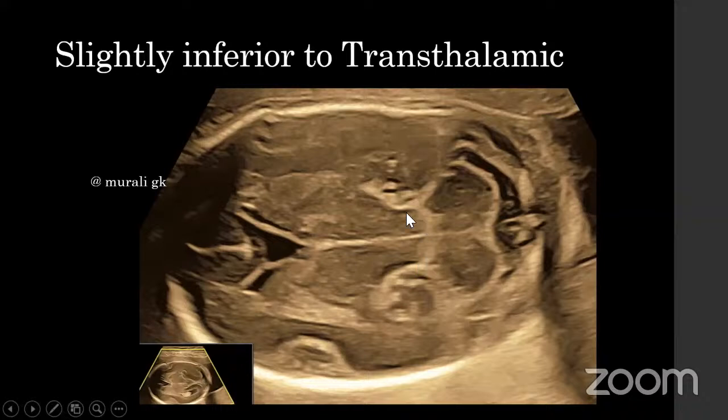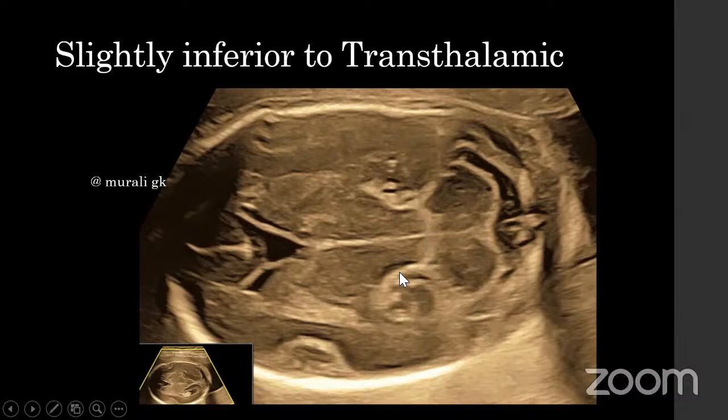I'm seeing the various cisterns. These are the cerebral peduncles. These are the thalami, the two thalami. In between the two peduncles are the interpeduncular cisterns. On the lateral aspect, on both sides, you find the ambient cisterns, and posteriorly is the quadrigeminal cistern.